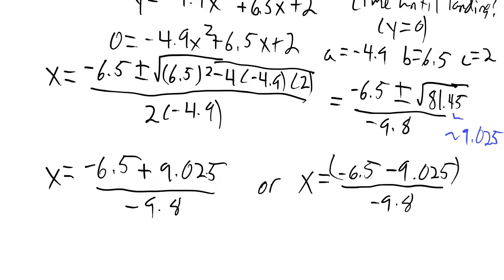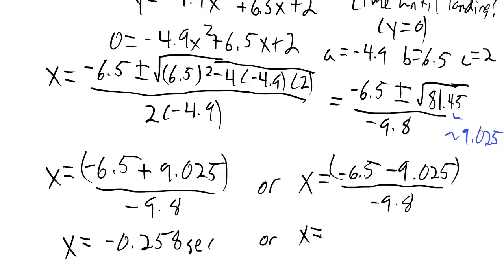Remember to put parentheses around the top of this before we put it in. And what do we get? We get x is equal to roughly negative 0.258 seconds, or x is equal to roughly 1.584. Now let's look at these and figure out what makes sense.